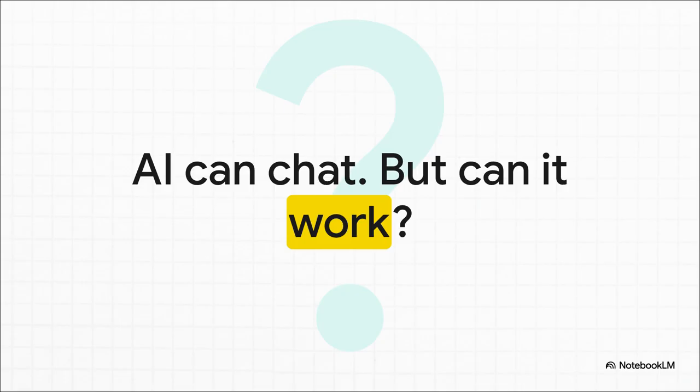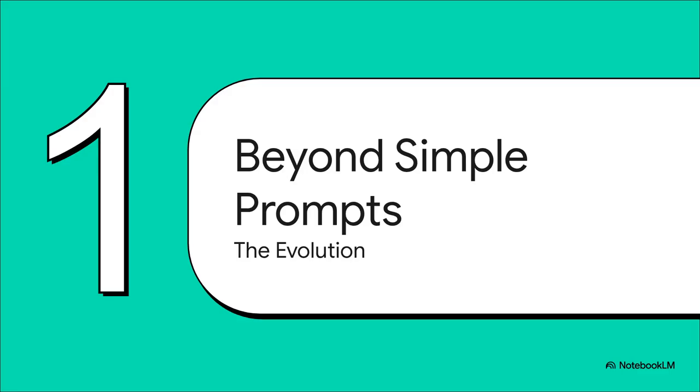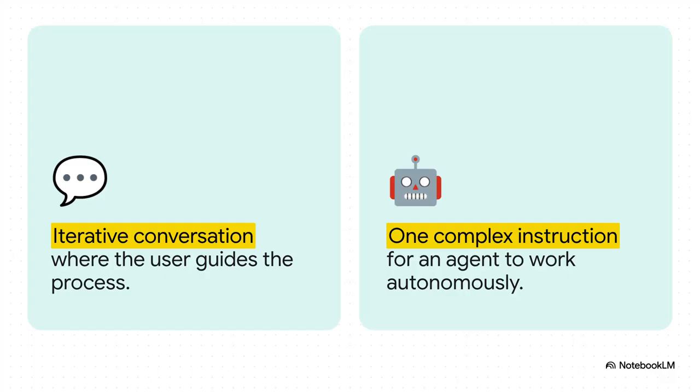So how do we get an AI to not just talk about a problem, but to actually roll up its sleeves and solve it? Well, that's where things get really interesting. To get there, we have to understand that the way we've been talking to AI has to evolve. We've got to move beyond just simple one-off prompts and into a much more powerful, more structured way of giving instructions. So let's break this down.